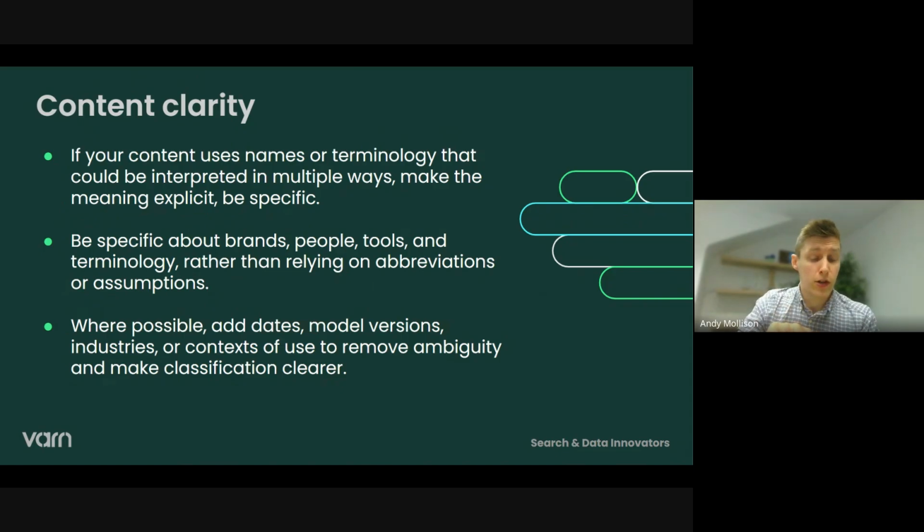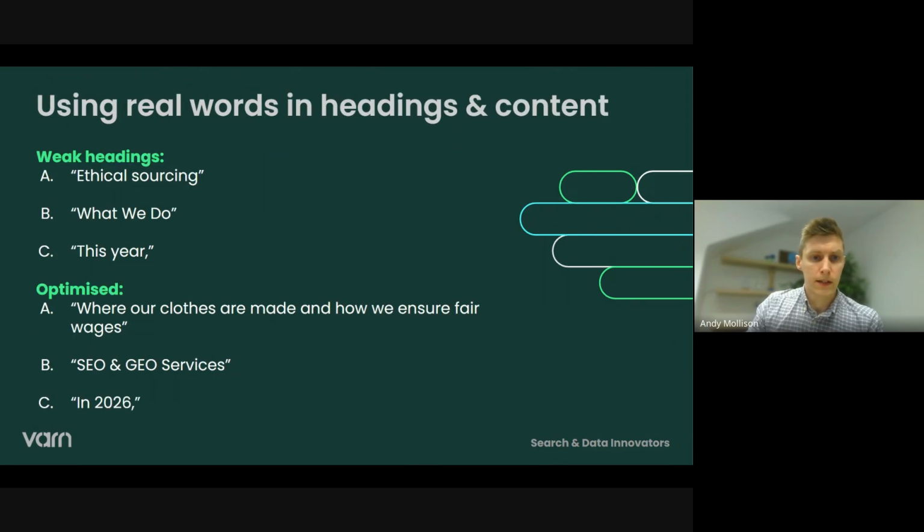And don't abbreviate, too. If you're going to use abbreviations, that's fine if it's an industry term that people really search for, and how they would search in an AI search. But if you're abbreviating for your own benefit, make sure you're using the words people would use themselves. So, some examples of using real words where you can.